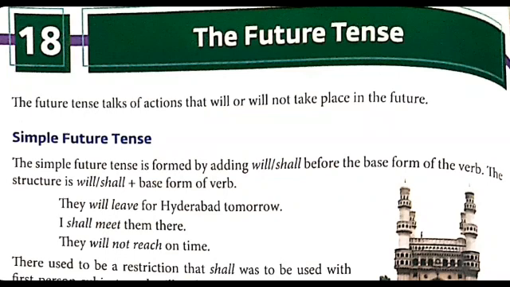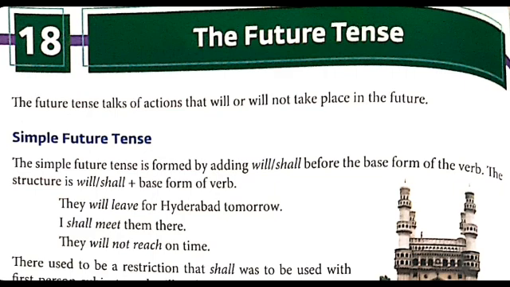Chapter 18, the future tense. As we know, in the last class we saw what the past tense is. The past tense talks about an action which already took place, whereas the future tense talks of an action that will or will not take place in the future. So if you know how we used the different forms of the past tense, it will be easier to understand the different forms of the future tense.